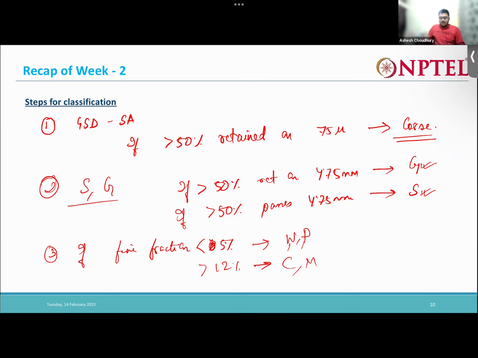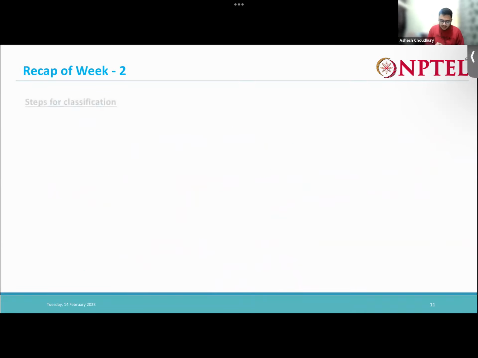Correct. Now again, this we already discussed. If it's between 5 to 12%, you need to do both. You need to determine your coefficient of curvature and coefficient of uniformity. Also, you need to determine your plasticity index and liquid limit, and from there you will know it is C or M. And from CU and CC you will know it's well graded or poorly graded. So here it will be dual classification. Done.